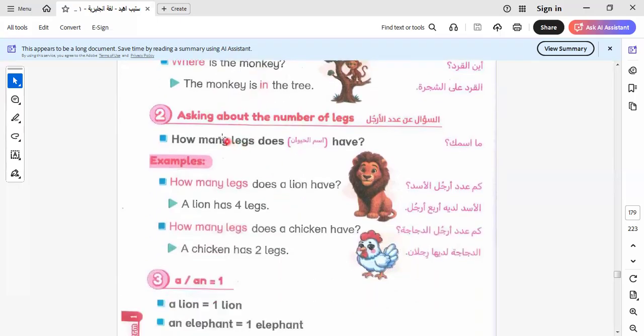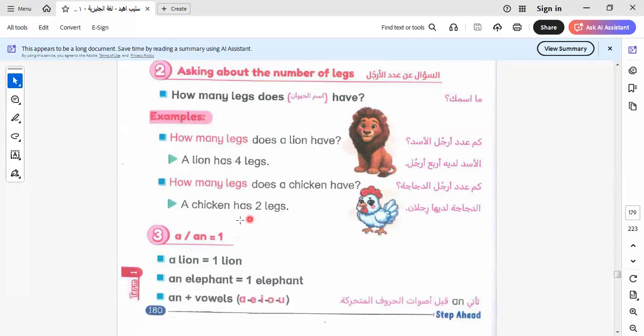Let's go to another one. Asking about the number of legs. So here I ask about the number of legs. How many legs does the lion have? The lion has 2. So here, if we say lions, it's plural, but here I talk about singular. So the lion has 4 legs. How many legs does a chicken have?